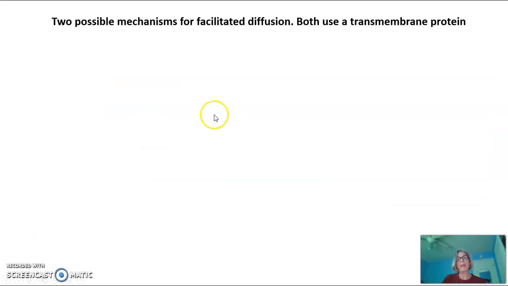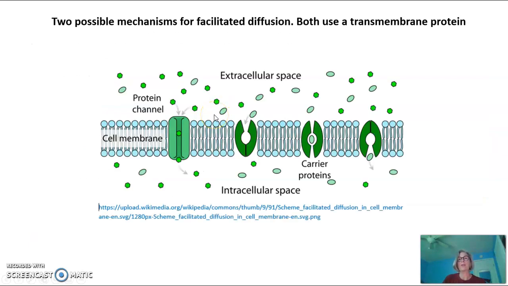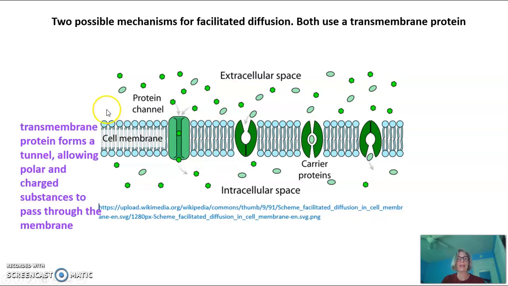So there's two possible mechanisms for facilitated diffusion. Both of them use this transmembrane protein or a transport protein. The first example here I'm going to show you is simply a transmembrane protein that forms a tunnel through the channel, and it's going to allow charged and polar molecules to move through the membrane from one side to the other, going from a high concentration to a low. So facilitated diffusion is still driven by a concentration gradient.